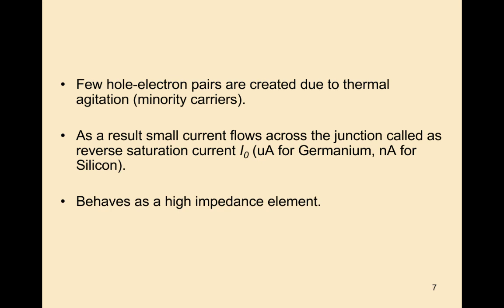So when we connect the diode in reverse bias mode, the diode behaves as a high impedance element. When we connect the diode in forward bias, the diode behaves as a low resistance element. But when we connect the diode in reverse bias mode, the diode behaves like a high impedance element.